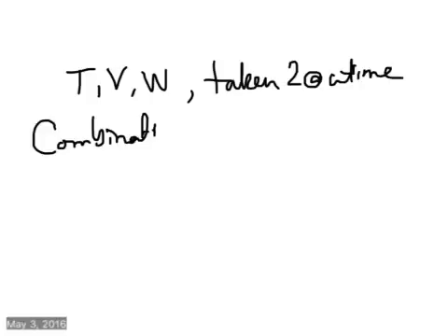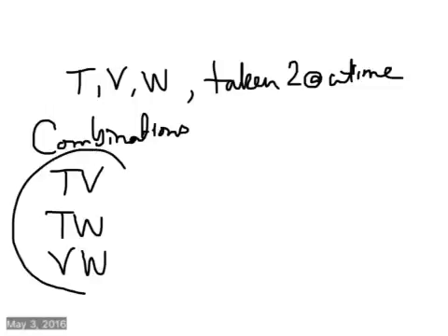Yesterday we had all different answers for this. But for combinations, when you take two, TV is the same as VT. Yesterday we had to list both TV and VT. Today we don't. The order does not matter. When we list TV, that's also covering VT. The only other ones we would have are T and W, and then V and W, and we're done.